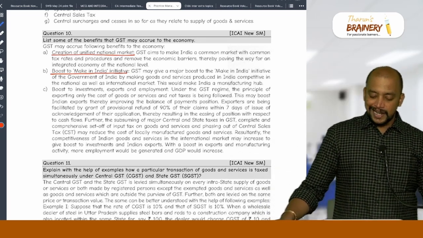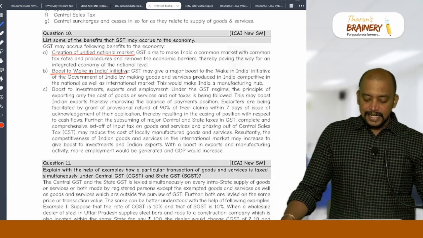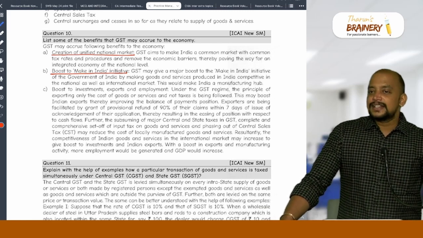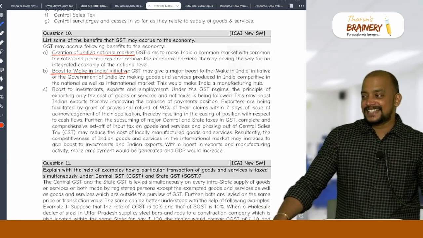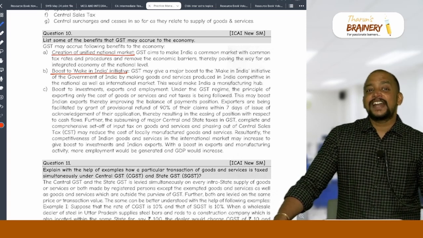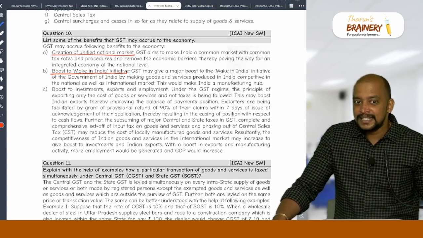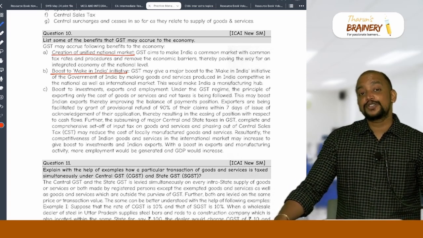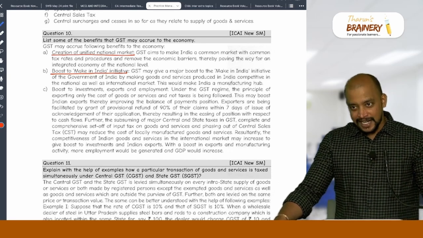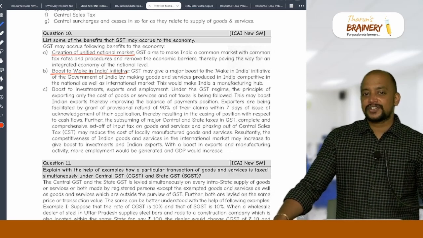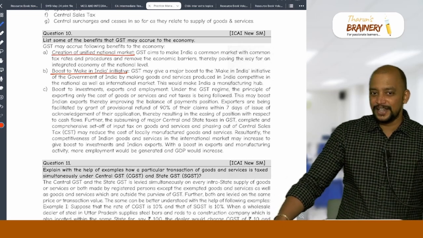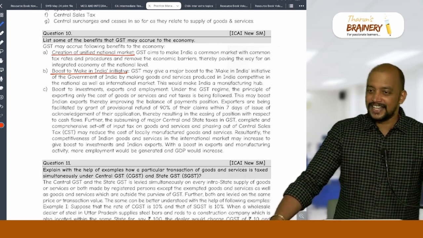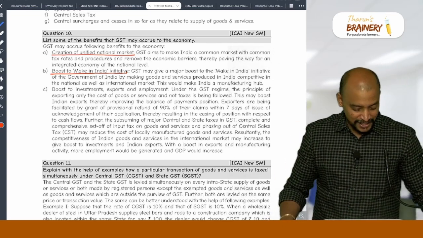Then, boost to the Make in India initiative. How does it boost the Make in India initiative? This is humbug only. Just because GST is there and it is a transparent tax system, they are saying people from across the globe will come to India and start manufacturing in India. I don't know why they would do it because of GST. Not necessary. Okay, just because they wanted to give a point, they gave this point.